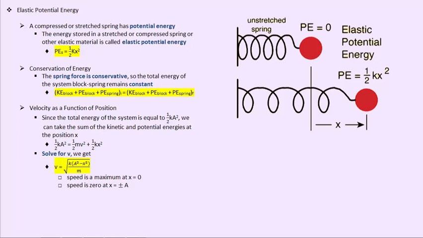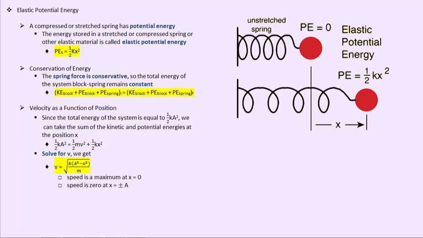Since the total energy of the system is equal to 1/2 our spring constant multiplied by our displacement squared, we can take the sum of the kinetic and potential energies at a particular position to solve for our velocity, where 1/2 our spring constant multiplied by our amplitude squared is equal to 1/2 our mass multiplied by our velocity squared plus 1/2 our spring constant multiplied by our displacement squared.